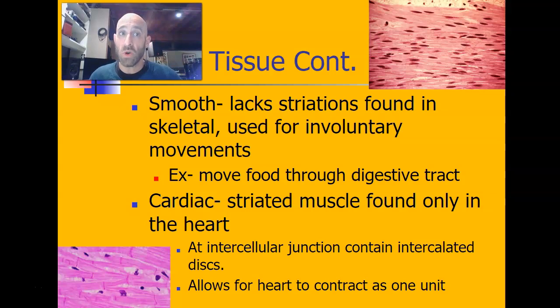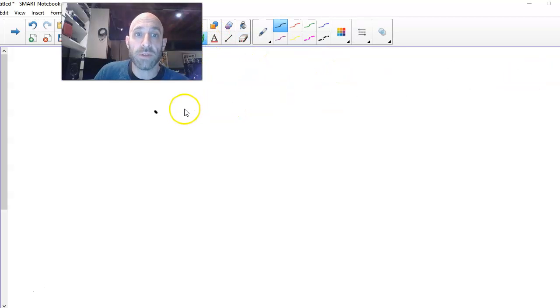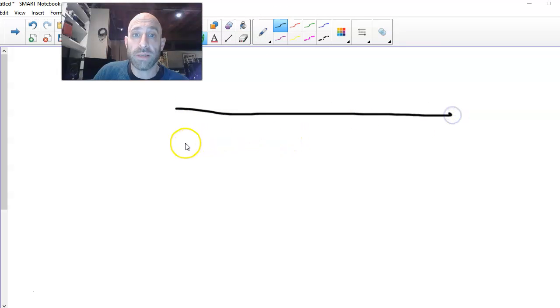The only muscles you can control are your skeletal muscles, the ones that attach to the bone that make the bone move when you want them to. Smooth muscle you cannot control. Cardiac muscle you cannot control. So what I want to do now is show you a little bit of a difference between the skeletal muscle and the cardiac muscle, because they're actually very similar, but they do have a couple big differences. So let's talk about skeletal muscle first.